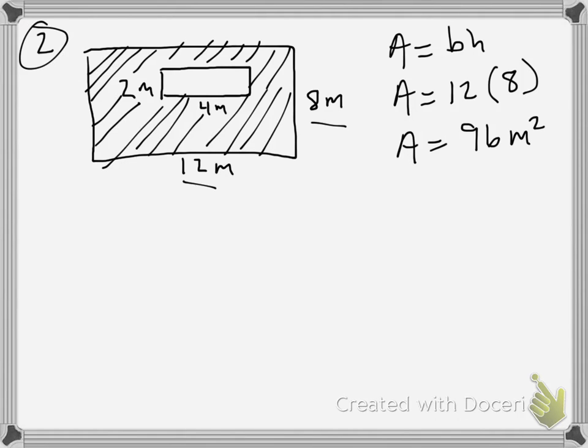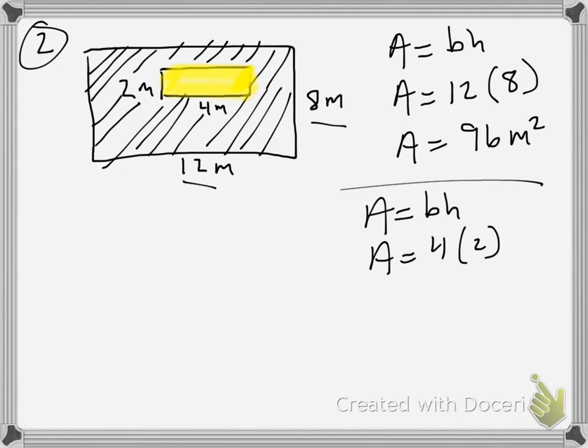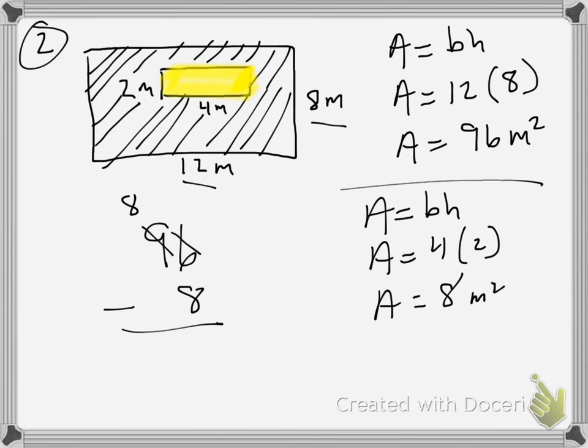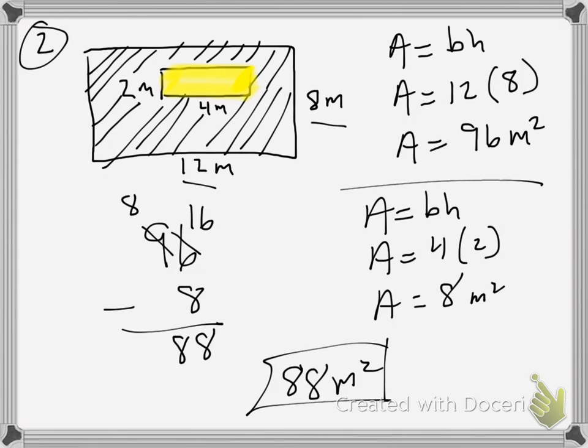But I have this part right here that's not shaded in. So I want to remove that, kind of take that out of the area of the whole thing. And this is another rectangle, so I can do another rectangle formula. Area is equal to base times height, and this one has a base of 4 and a height of 2, which gives me an area of 8. So if I just take the area of my original whole rectangle, 96, and I subtract that 8 out, 9 becomes an 8, 6 becomes 16, 16 minus 8 is 8, 8 minus nothing is 8. So for my final answer, I would have 88 meters squared is the portion of the shaded rectangle.